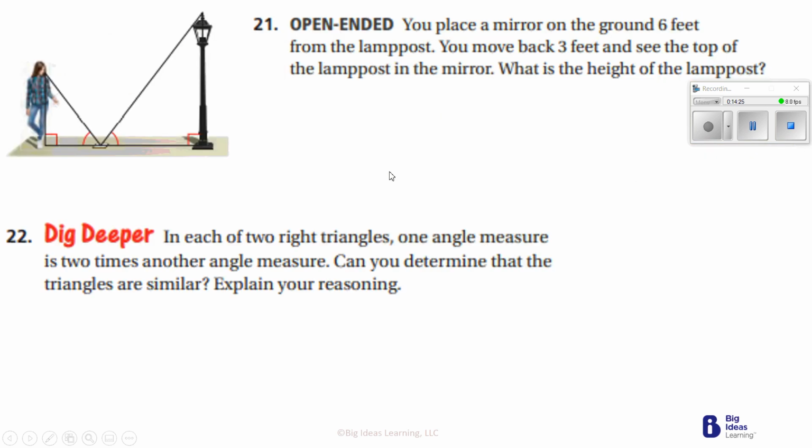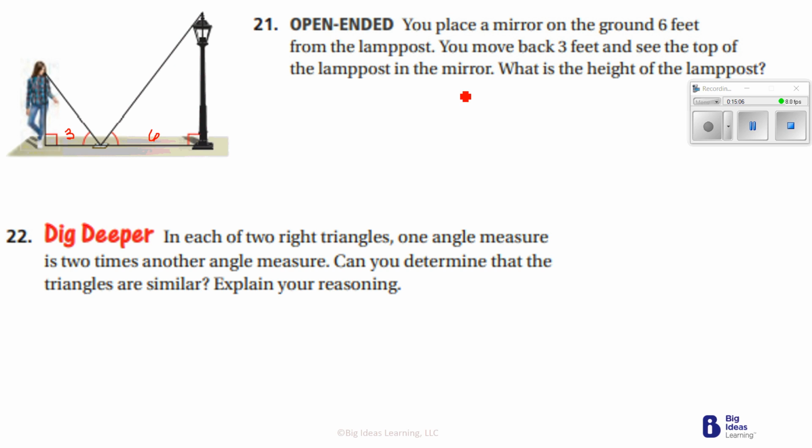20 is done. I'm on 21. You place a mirror on the ground 6 feet from the lamppost. Remember, this is 6 feet from the lamppost. You move back 3 feet and see the top of the lamppost in the mirror. What is the height of the lamppost? So it says you place a mirror on the ground 6 feet from the lamppost. So what we do know is that this is 6 feet. And we do know when you move back 3 feet, this is 3 feet.